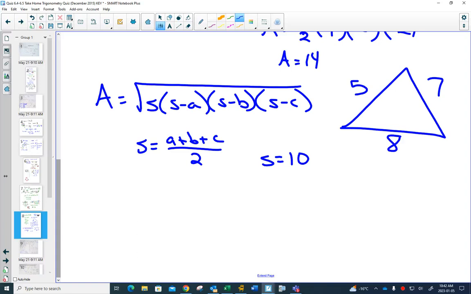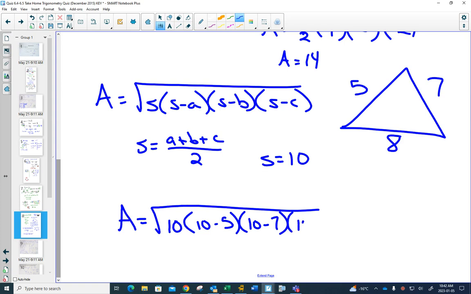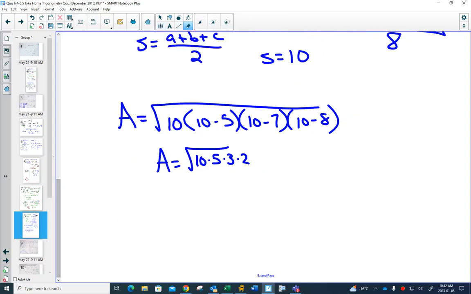And this area formula is just the square root of 10, and then 10 minus side 1, 10 minus side 2, 10 minus side 3. If this was a non-calculator question, you would have 10 times 5 times 3 times 2. 3 times 2 is 6. 6 times 5 is 30. 30 times 10 is 300. If this was calculator, you could just type it in your calculator, push enter.